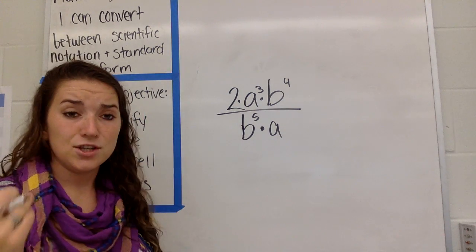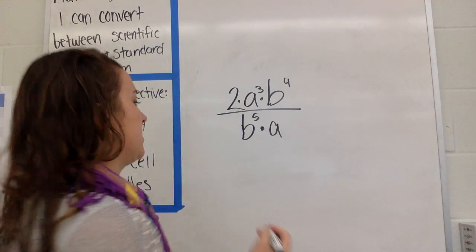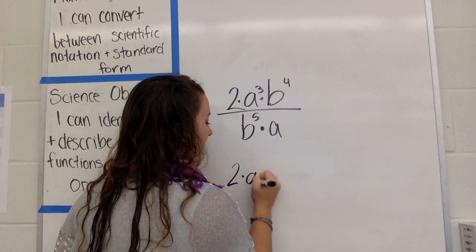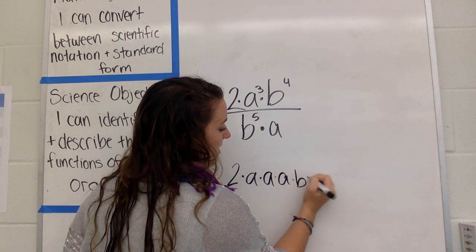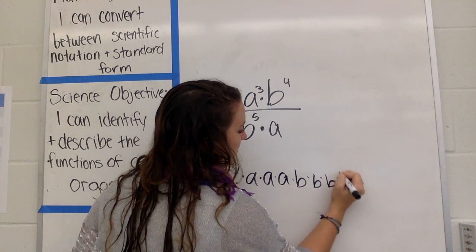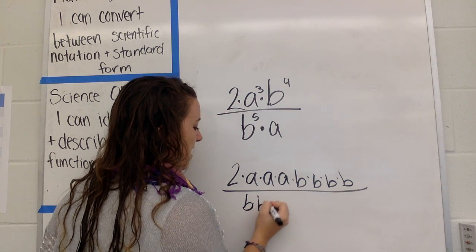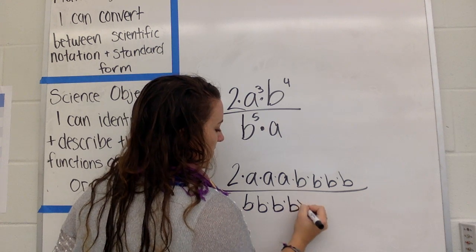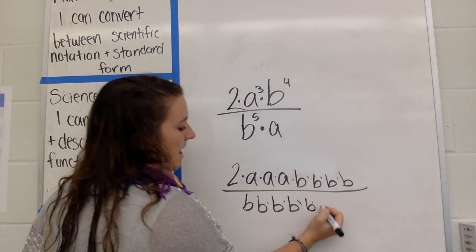We're going to learn an easier way to solve these problems, but because it's our first tricky problem, we're going to expand it. So I'll have 2 times A times A times A times B, B, B, expand this on your paper, over B 5 times, 2, 3, 4, 5, and then 1A.